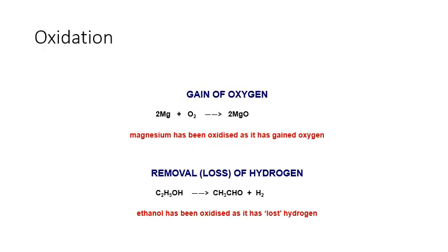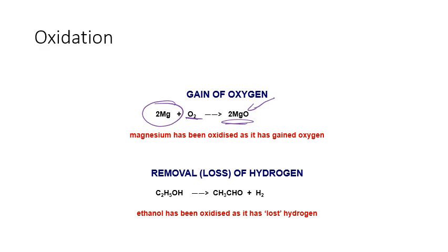So the first one is redox calculations. From last year, you should have two definitions of oxidation. Either it's the gain of oxygen, so here we have magnesium gaining oxygen to become magnesium oxide. So you can say that magnesium has been oxidized as it has gained an oxygen, or you could say that it is the removal of hydrogen.